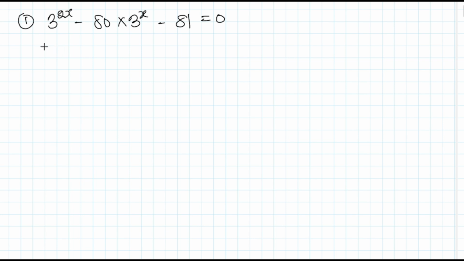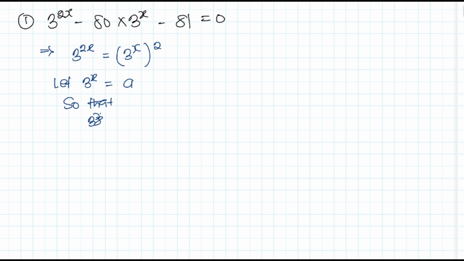So what we're going to do is simplify the power. 3 raised to power 2x can be written as 3 raised to power x, all raised to power 2. So we're going to let 3 raised to power x equal a. Then 3 raised to power x squared will be equal to a squared, and then we can substitute and solve.